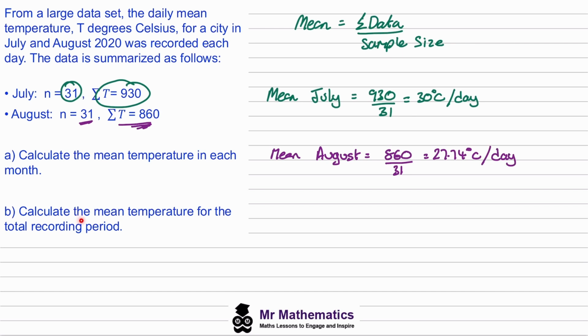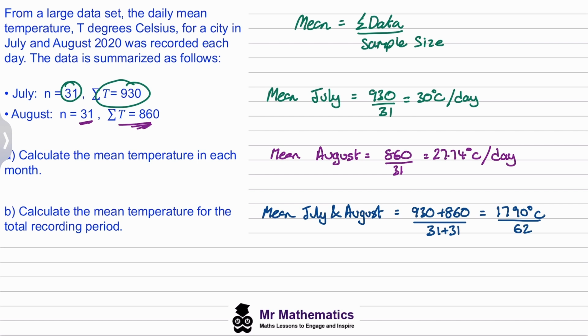For part B, calculate the mean temperature for the total recording period. So now we need to find the total, and this will be the total temperature in July plus the total for August. So we'll add these together, and we get 1790 degrees. And then for our sample size, we've got the 31 days in July plus the 31 in August. So when we add these two together, we'll get a total of 62 days. So this will give us a new average of approximately 28.87 degrees per day.